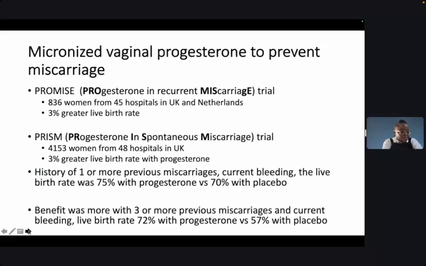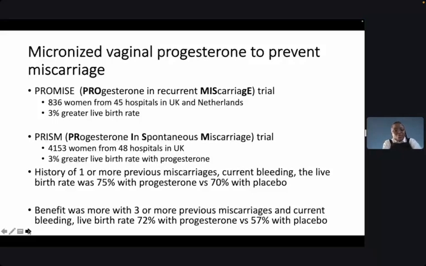And the latest study from ACOG looked at micronized vaginal progesterone to prevent miscarriages. The biggest trials that have been conducted are the PROMISE trial and the PRISM trial. The PROMISE trial was conducted in 45 hospitals in the UK and also 9 hospitals in the Netherlands. They had about 836 patients. From their results, they found at least a 3% greater live birth rate if you give this patient progesterone as compared to placebo.